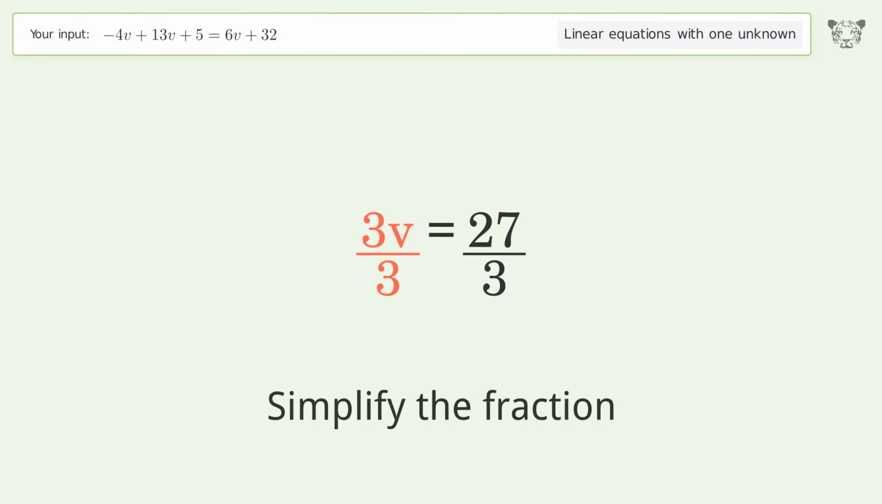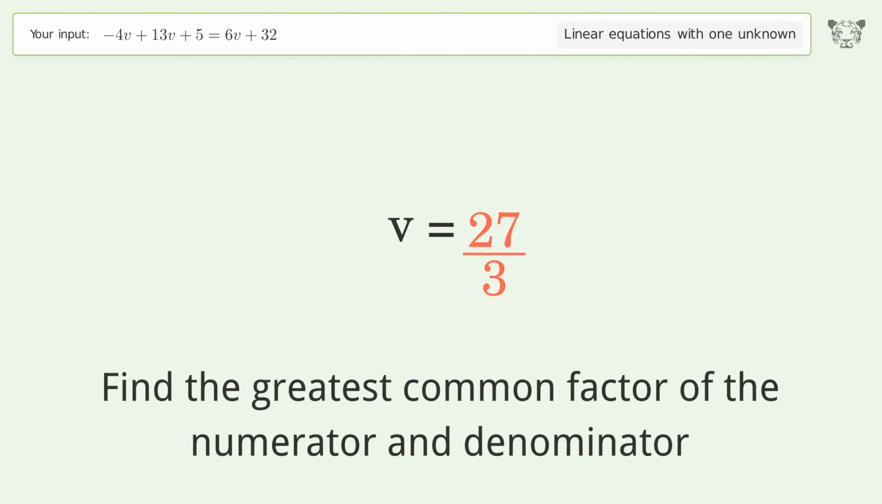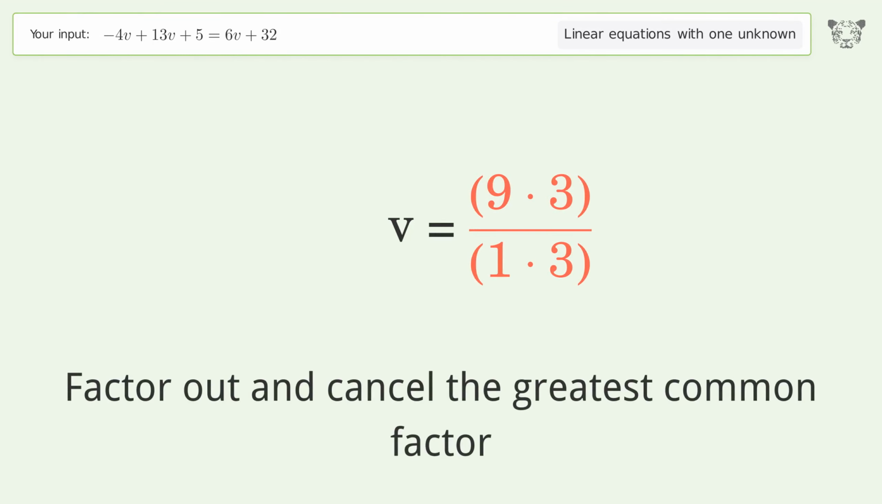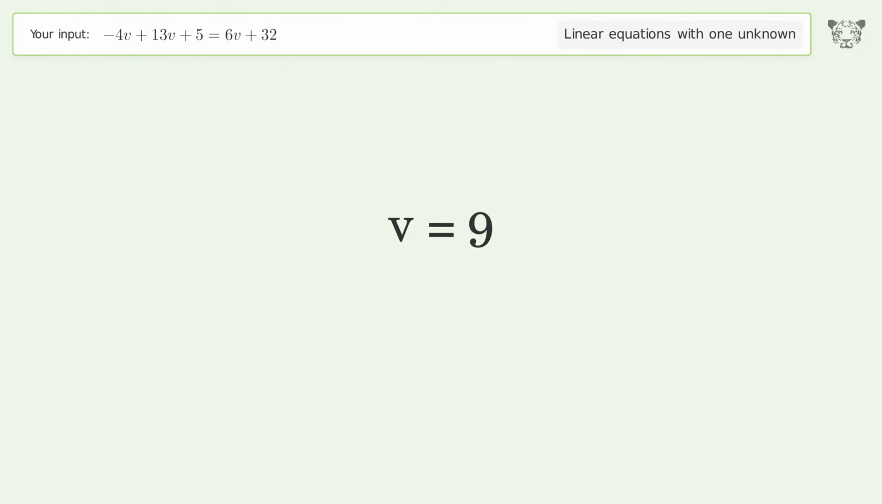Simplify the fraction. Find the greatest common factor of the numerator and denominator. Factor out and cancel the greatest common factor. And so the final result is v equals 9.